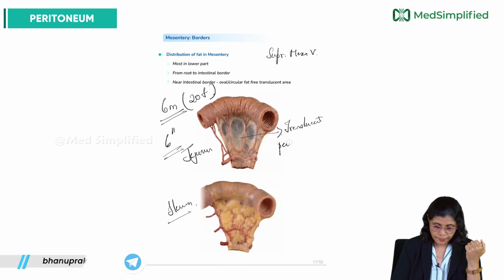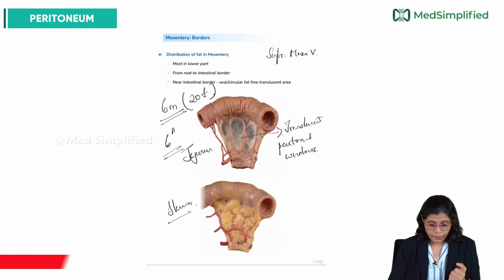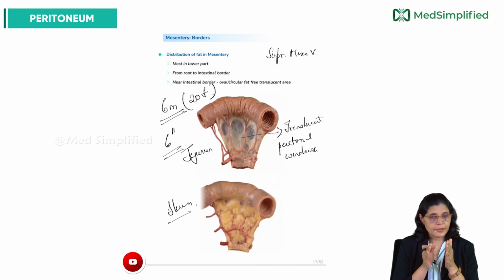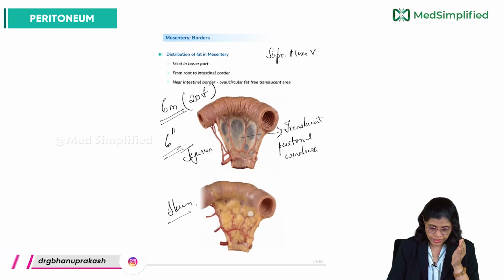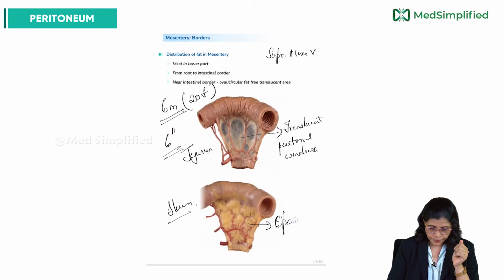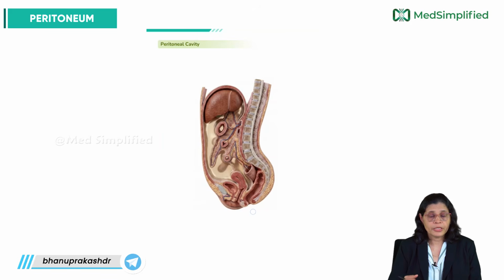So translucent peritoneal windows. Whereas as we go towards the ileum, the arterial arcades are more, the vasa recti are shorter, and between those, the mesentery which is present between these vasa recti will have more amount of fat. And because of which, here the peritoneal window, which is basically the peritoneum present between the vasa recti, will be opaque. So that was about the peritoneal folds.